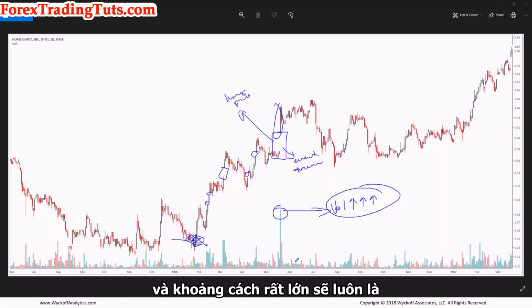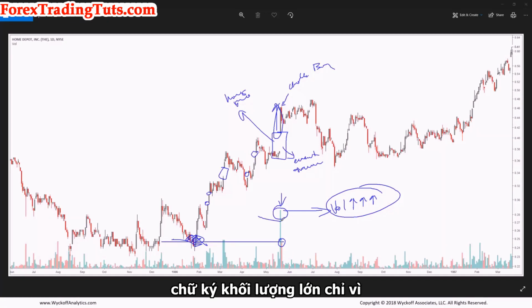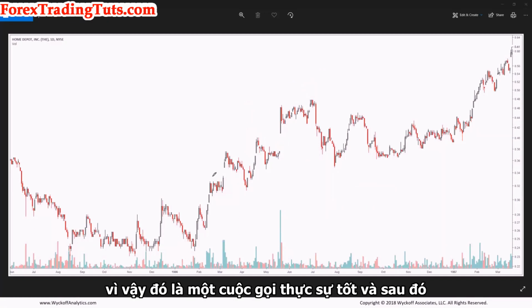And the huge gap is always going to be associated with more interest from institutions, and we see a continuation to the upside. And actually, I forgot to mention that this change of character bar most likely is going to have also a very high volume signature, just because of the function of the supply that came on the buying climax itself. So that was a really good call.